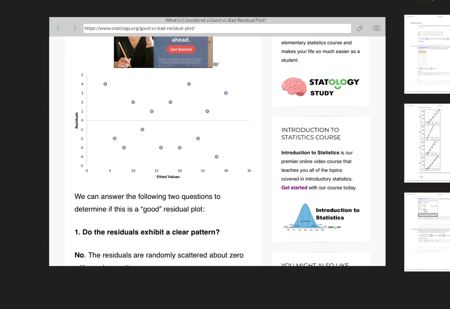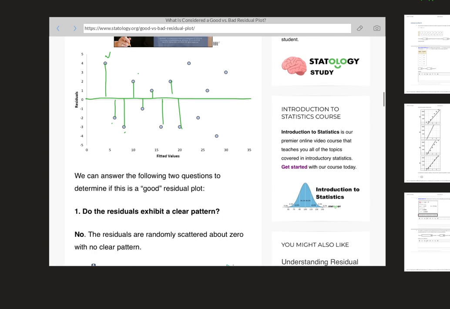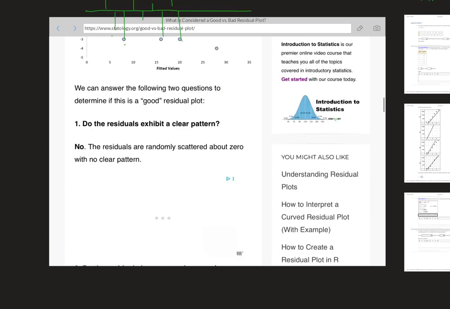So what does good mean? Well, the idea is that if all these dots were on zero, then they would be perfectly on the line of best fit. But because this one's good, what they're trying to say is these are just randomly off the line. Like this is 4 and 2 and 3 and 2 and 1 and 1 and 3 and 2 and 3. You get the idea. So let me scroll down. This drawing might move around with the graph or with the website, so don't fall in love with it just yet. Do the residuals exhibit a clear pattern?